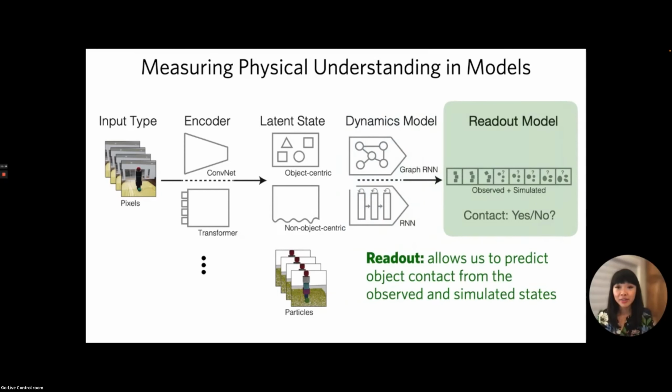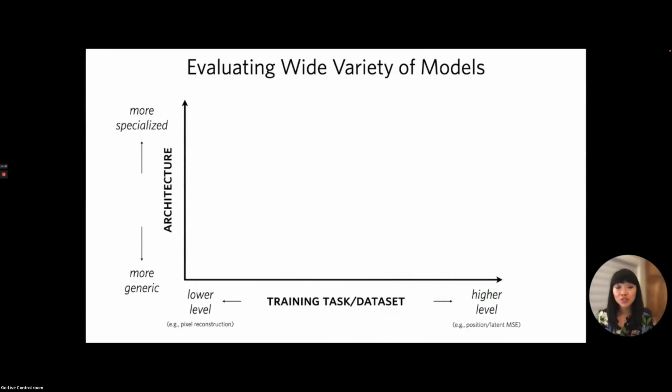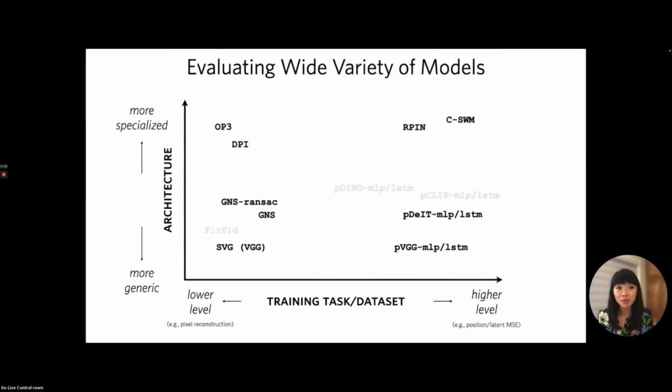The final and third component was a readout module mapping the latent representation to a prediction about the scenario. Will the 2 objects touch? With this generic evaluation framework in hand, we surveyed the recent literature to obtain a diverse sample of publicly available models that each represented plausible hypotheses about how to achieve generalized physical prediction.